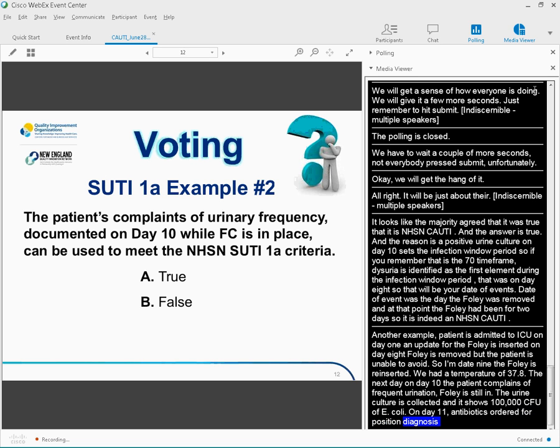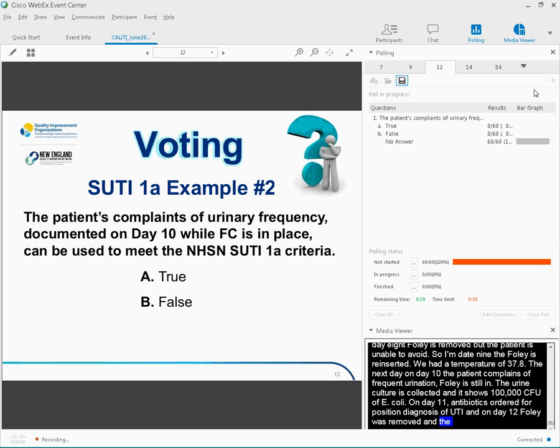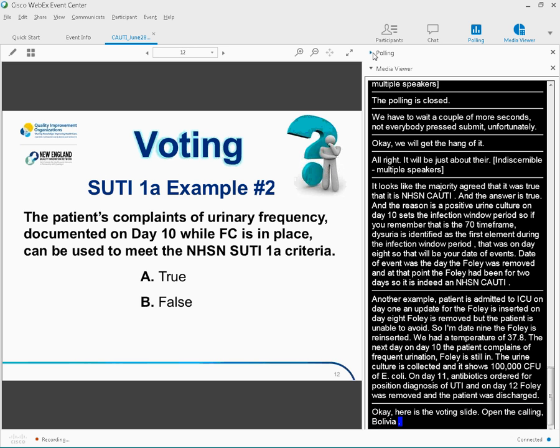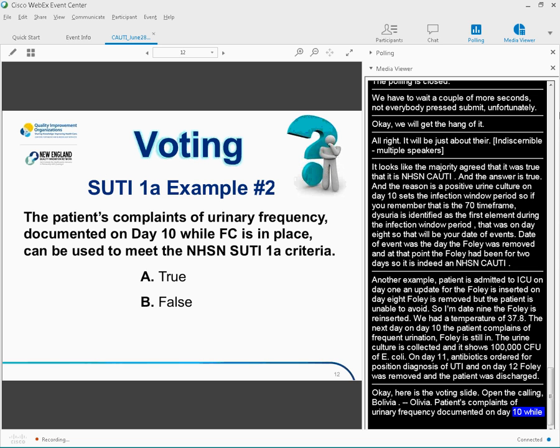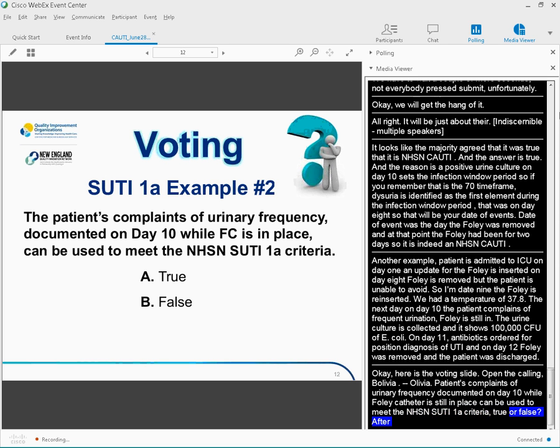Okay, here's a voting slide. You can open the polling, Olivia. The patient's complaints of urinary frequency documented on day 10 while the Foley catheter is still in place can be used to meet the NHSN SUDI 1A criteria. Is this true or false? And just to remind you again, after you hit true or false, click submit so we can get through them a little quicker.